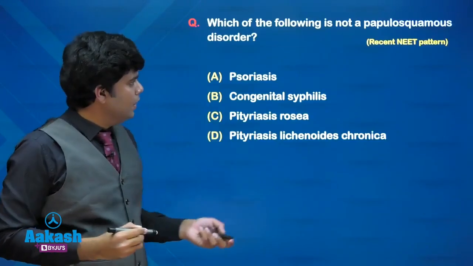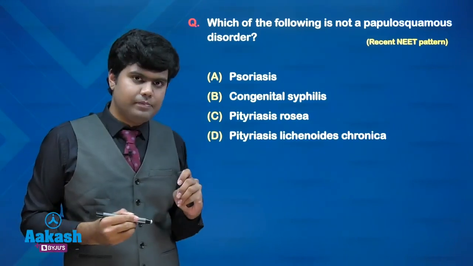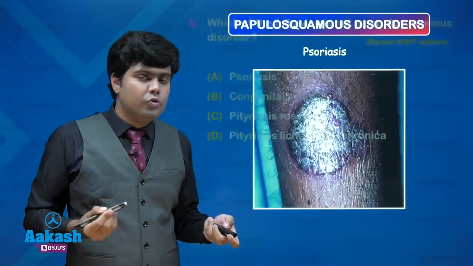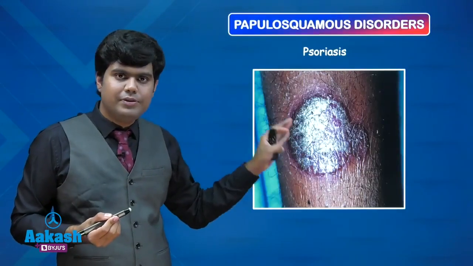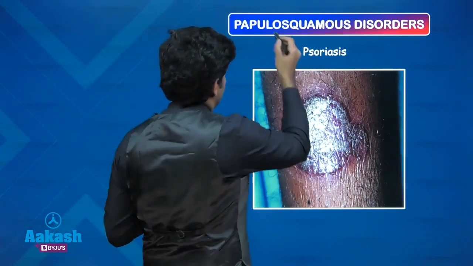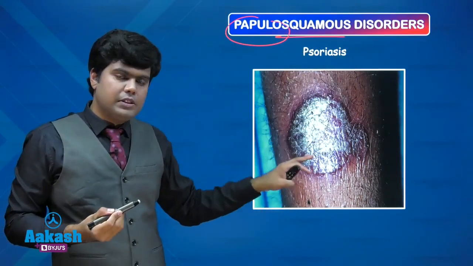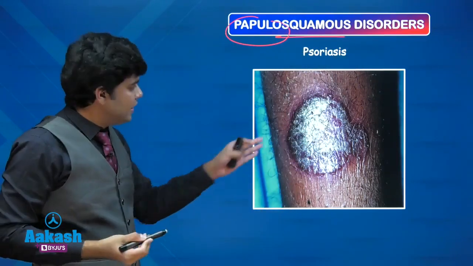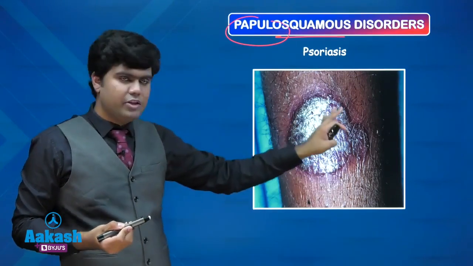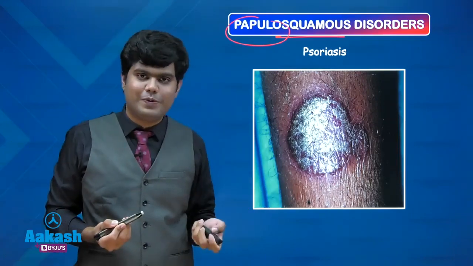Clear till now? Right. So another question, which of the following is not a papulosquamous disorder? Another important topic. So what is the meaning of papulosquamous? Any lesion that is having papules or plaques with scaling. So papules or plaques, squamous means scaling, will classify it as papulosquamous disorder. Classic example is psoriasis, silvery scales with erythematous plaque, right? So it is a case of psoriasis, which is a papulosquamous disorder.